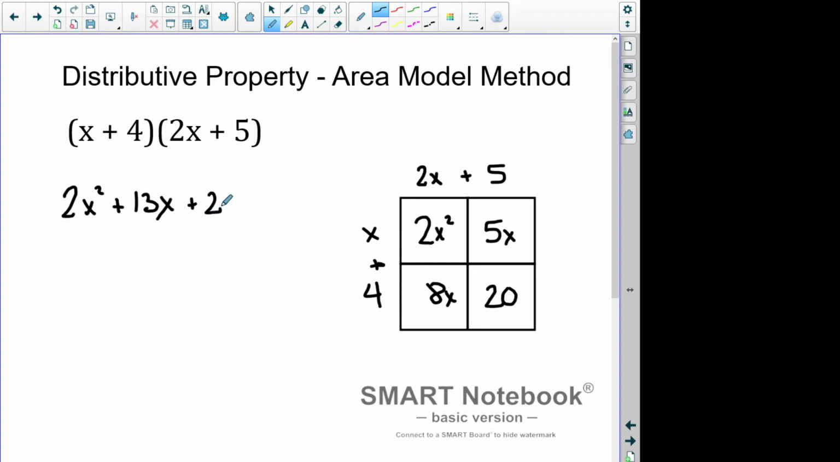So similar to the last one, right? We had a hundreds place, and we had a tens place, and we had a ones place. Here we have a quadratic term, a linear term and a constant term. Okay, so we're multiplying those two polynomials together.